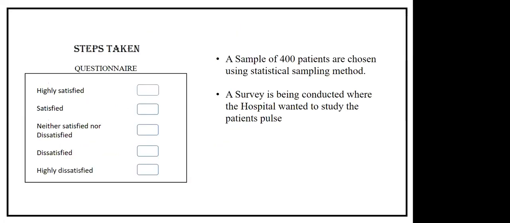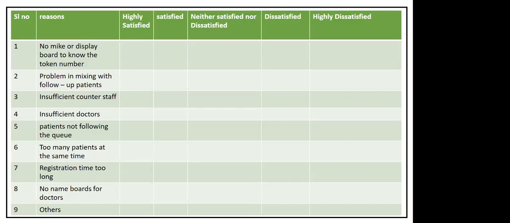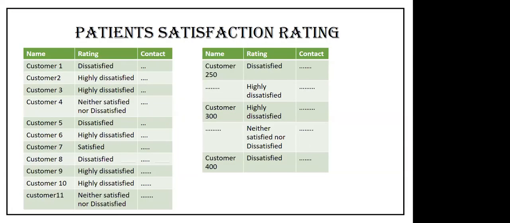The easiest and most reliable source for data collection is the questionnaire method. A questionnaire is a research instrument consisting of a series of questions for the purpose of gathering information from respondents. From the above example, a sample of 400 patients is chosen using a statistical sampling method and a survey is conducted. This is the prepared survey and this is the output we gathered after the survey.